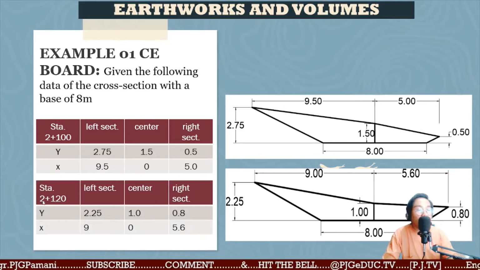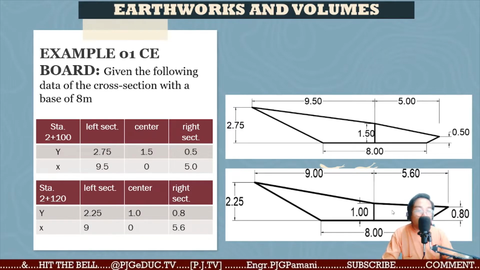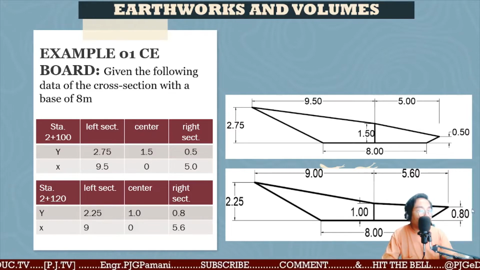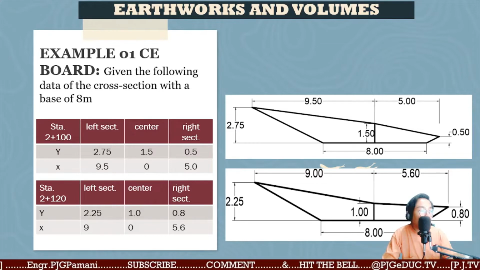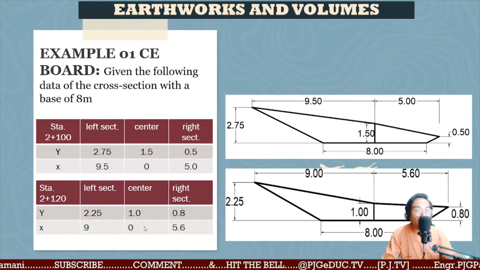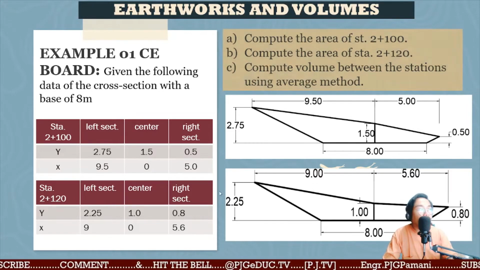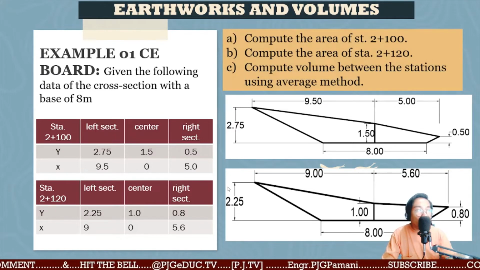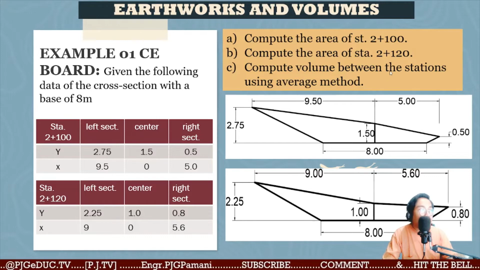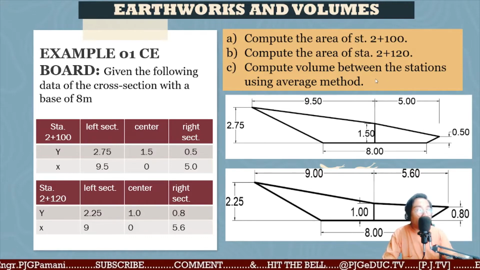Then at station 2+120, vertical 2.25, horizontal 9, center 0 and vertical 1. Right section 0.8 vertical, horizontal 5.6. So the base is still the same all throughout the span. Now the requirements are to compute the area of station 2+100 and the area of station 2+120. Then lastly, compute the volume between the stations using the average method.